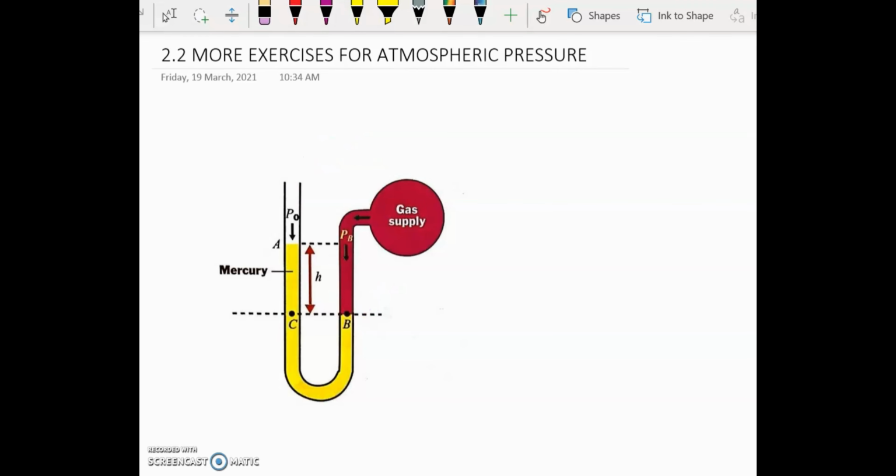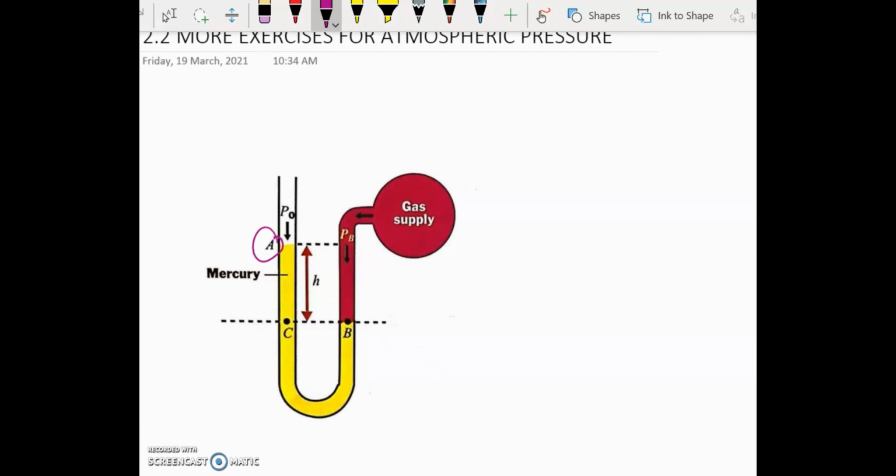Okay, so you have learned in 2.1 that at the same horizontal level, the pressure is the same. So at A here, pressure at A is equal to pressure at B because A and B are at the same level. Similarly, C and B are at the same level, so the pressure is the same.